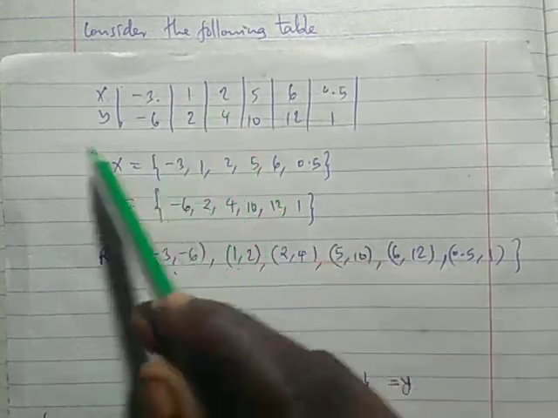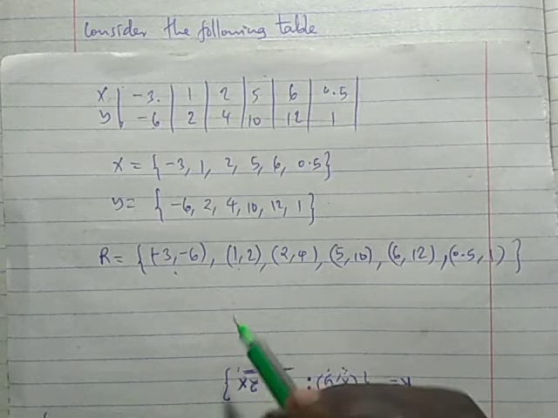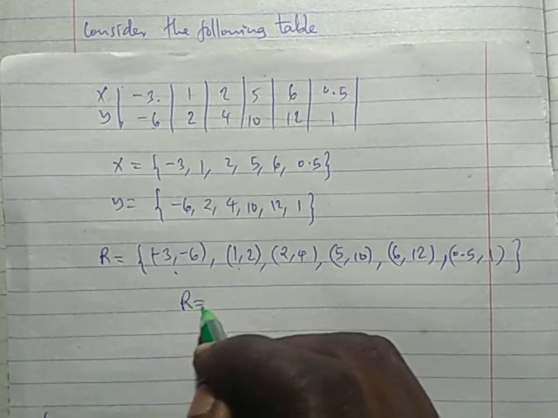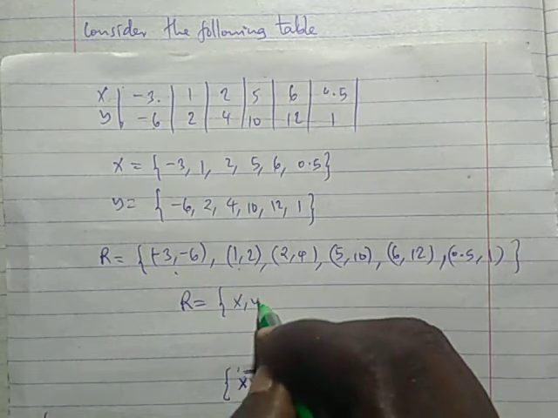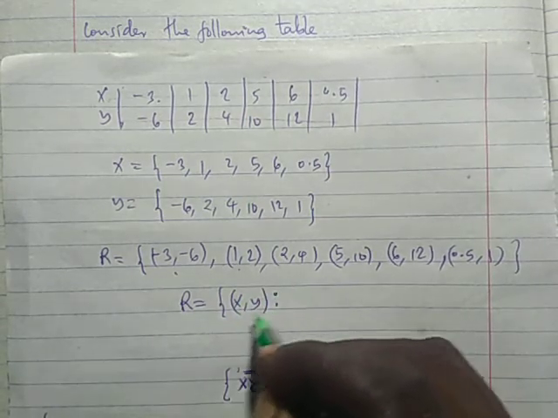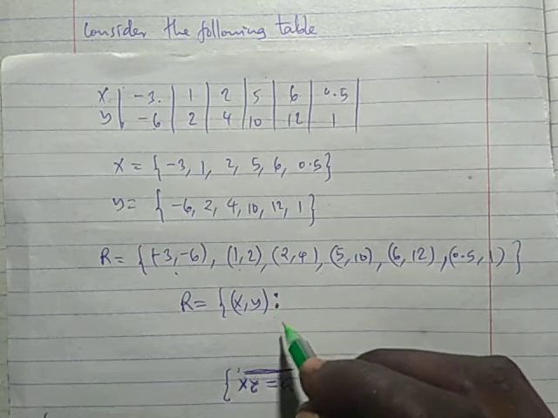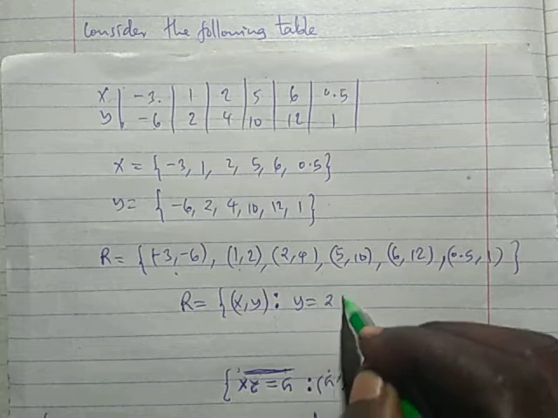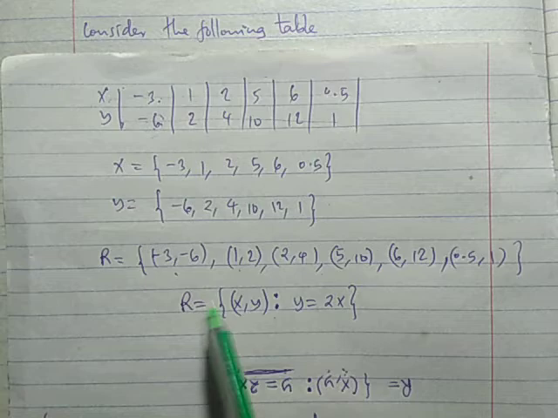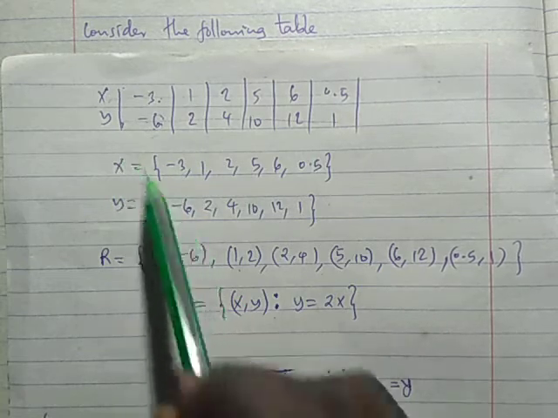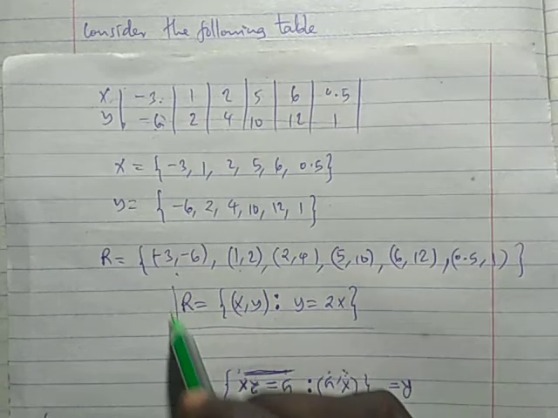Kwa hii relation tungetaka kuiandika kwenye lugha ya mathematics, lugha ya kihesabu, tungeandika relation R is equal to set of ordered pairs X, Y. Manake hapa X is the member of first set, Y is the member of second set. X, Y, whereby Y is equal to 2X. Kwa nini? Because ukiangalia value ya Y ni mara 2 ya value ya X. From this table we can deduce relation R is equal to this one.